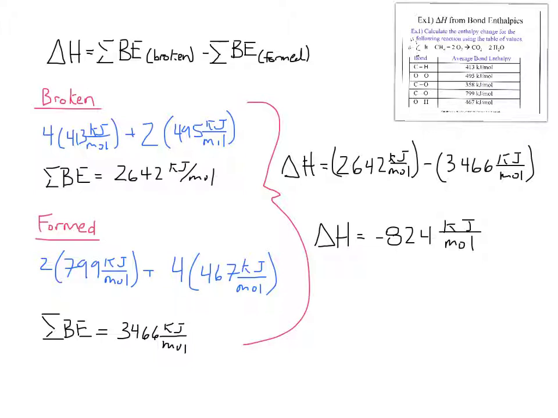If we were to look at a graph of the reaction as it proceeds versus energy, we would see that the energy of the reactants is greater than the energy of the products. So that means this change in enthalpy right there, that change in potential energy, is going to be released in the form of heat energy.